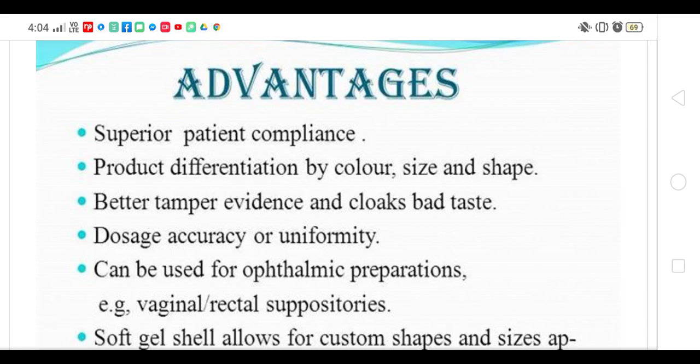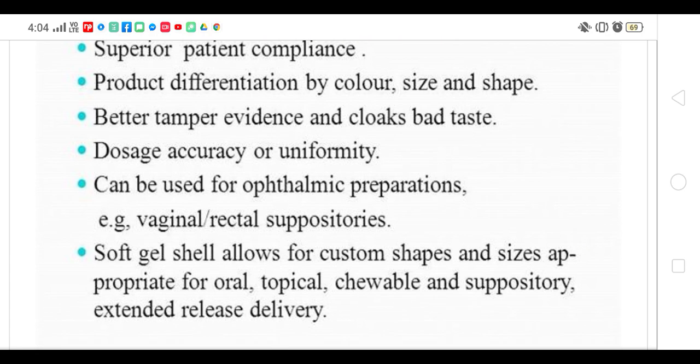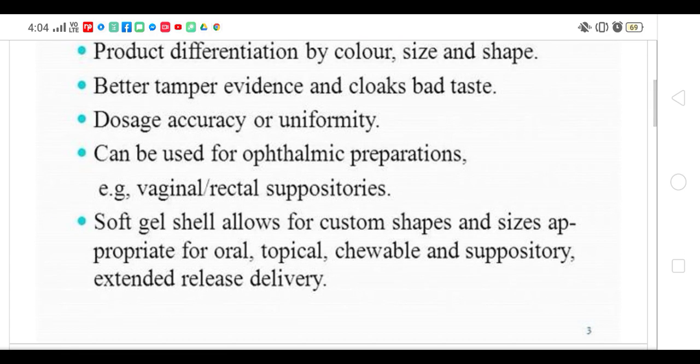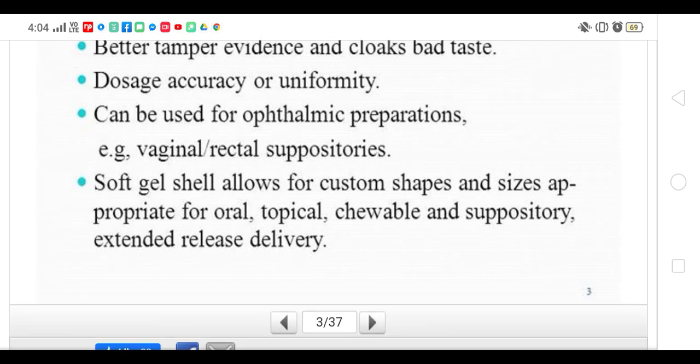Advantages of soft gelatin capsules include: it gives better compliance, easy to swallow, product differentiation by color, size, shape, better tamper evidence, meaning they do not easily open up, and material can be loaded or emptied, dose accuracy and uniformity can be achieved, and it can be used for ophthalmic patients also. Soft gel shell allows custom shapes and sizes for oral, topical, chewable and all.